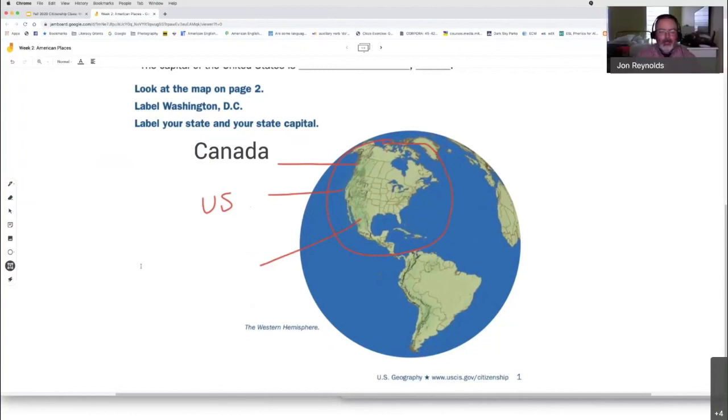Okay. All right, and then what about south of the United States? Who can tell me which country is south of the United States? Who knows this one? Mexico. Oh, Mexico, right, good answer. So yes, it is Mexico.